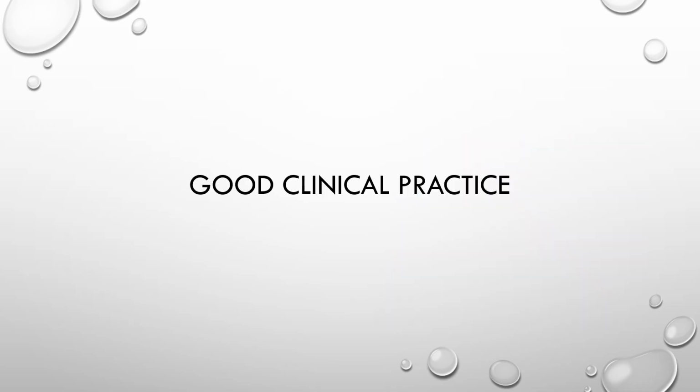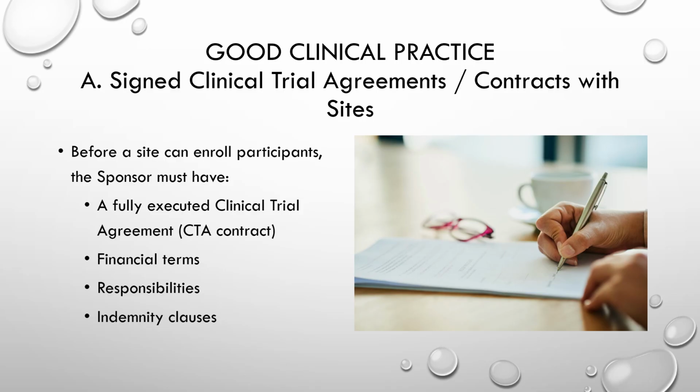I just want to give a very top level overview on good clinical practice. There are certain things that need to be in place before you can conduct a clinical trial. Once you've decided that you want to go ahead and conduct a clinical trial, these are the things you need to have in place. That is a signed clinical trial agreement: a fully executed contract that details the financial terms, responsibilities, and indemnity clauses. Before a site can enroll participants, that has to be in place.